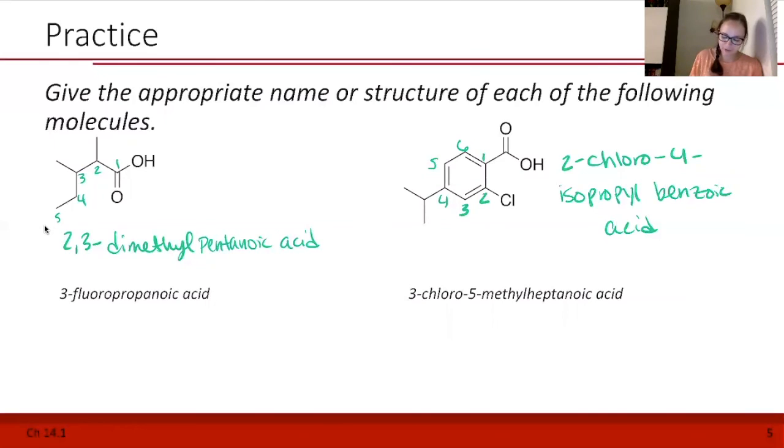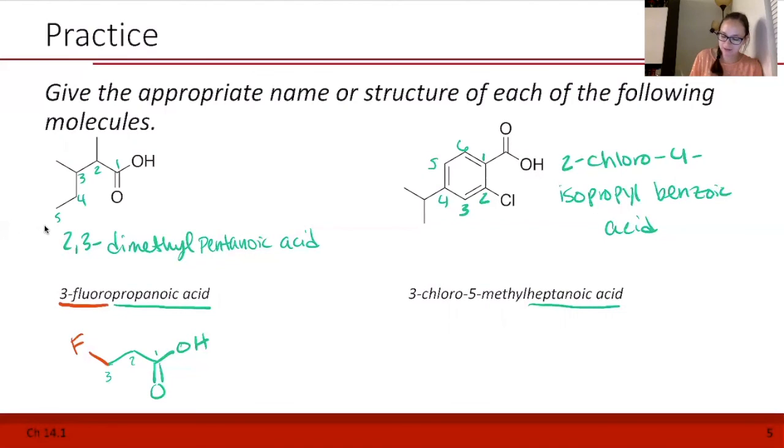So we have 3-fluoropropanoic acid. So starting with just propanoic acid, I'm going to draw 1, 2, 3 carbons. And it doesn't matter if your carboxylic acid is facing up or down. Let's go ahead and number those 1, 2, 3. And then at the 3 position, I have a fluoro group. So I'll add that in. And that's my answer.